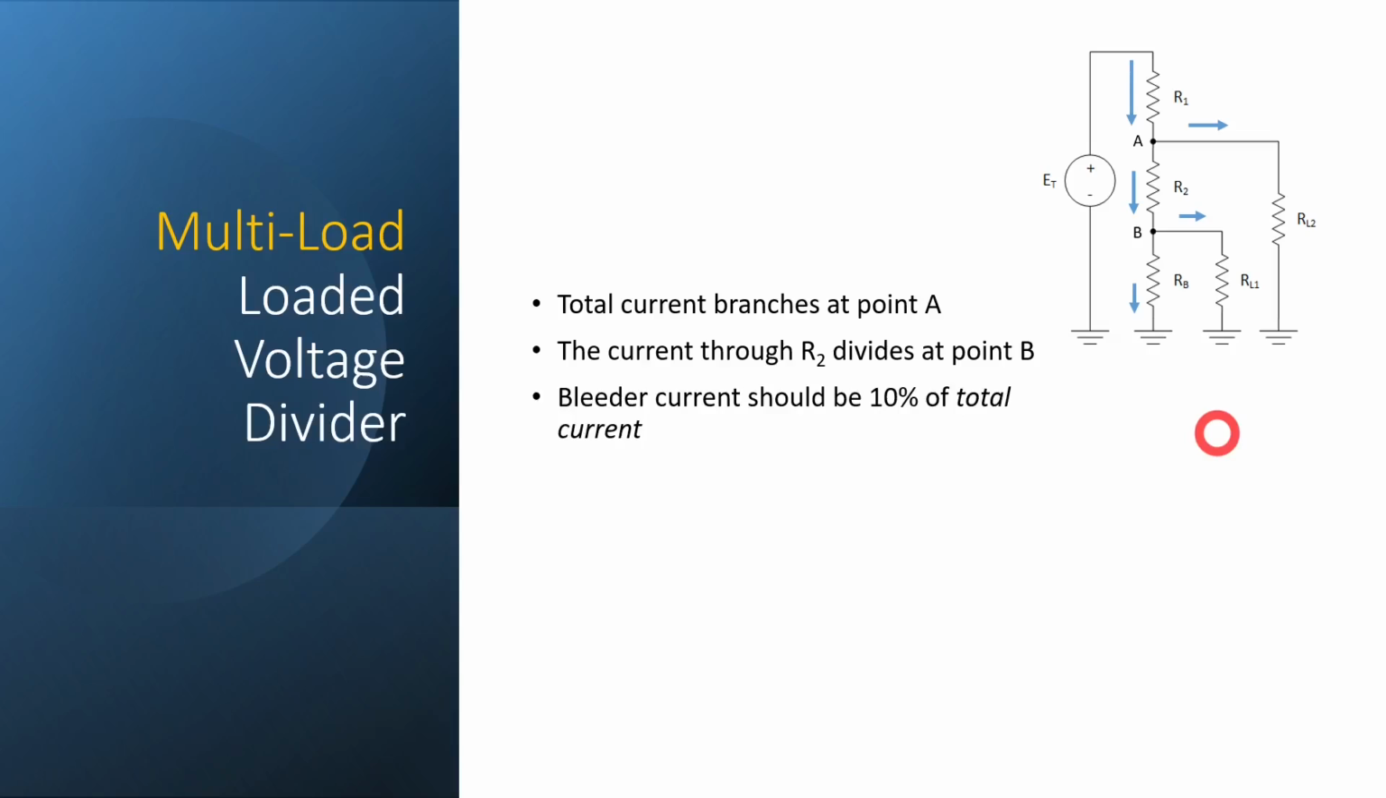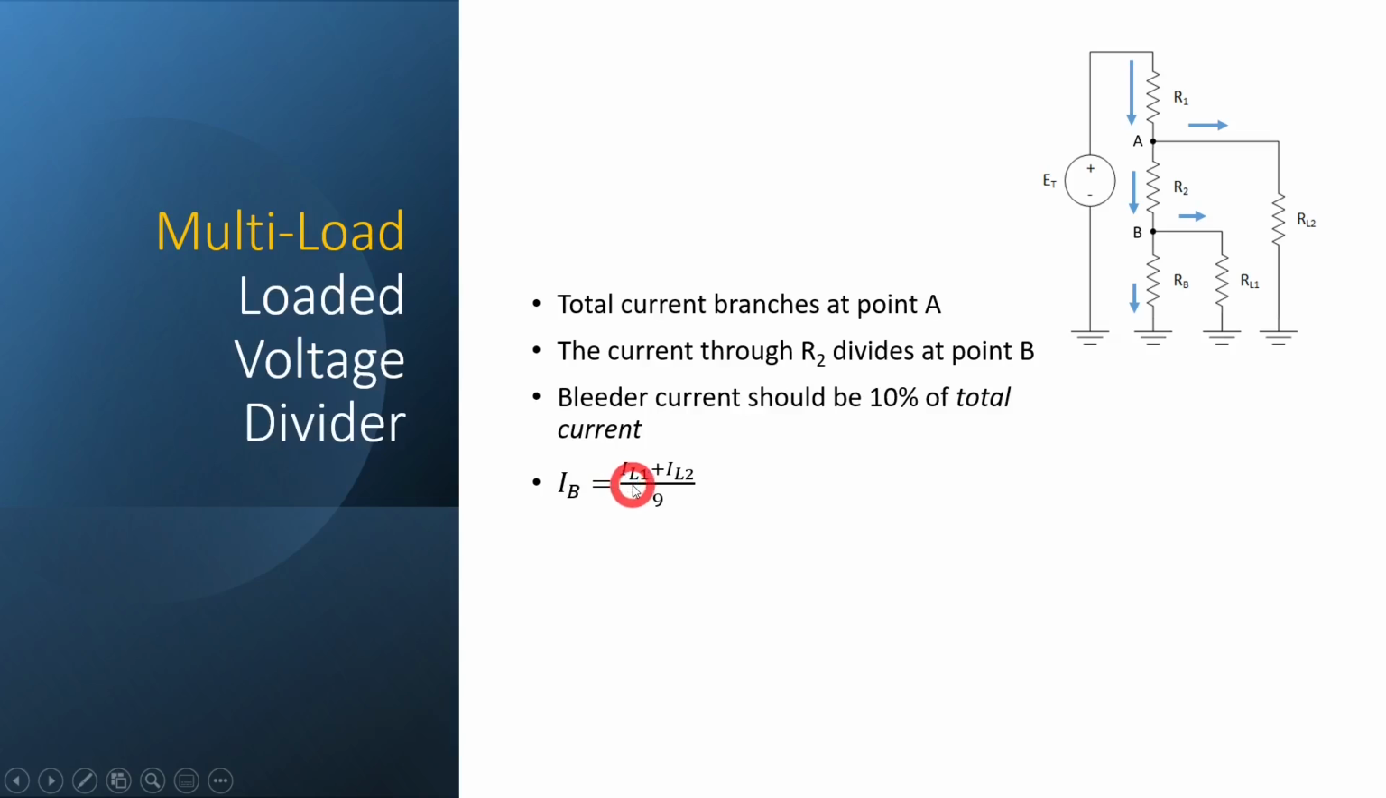Okay. Our bleeder current is still going to be 10% of our total current, but our formula gets changed just slightly in the fact that we have to add up both loads now to get to our total load current, and we want 90% of the current from this power supply to go to our loads, and we only want 10% to go through our bleeder resistor. So we have to add up both of our load resistor currents.